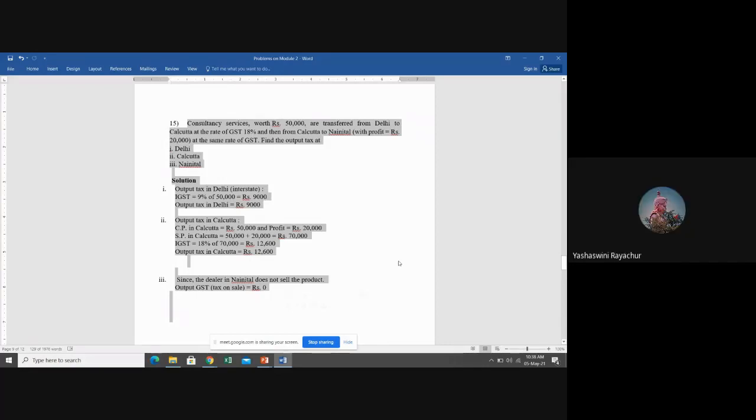Yes, students? Ma'am, why has IGST been taken as 9% in the first solution? Oh, sorry, it has to be 18%. 18% of 50,000 is actually 9,000. By mistake, 9% was written here. Yes, ma'am, so sorry. So if we take 50,000 into 18%, it comes up to 9,000 rupees. It was just a typing mistake.